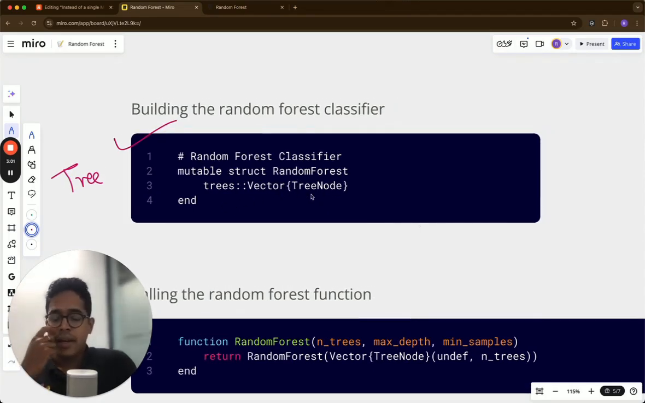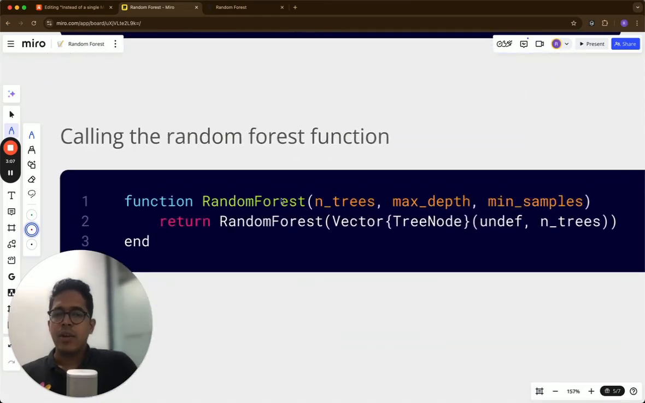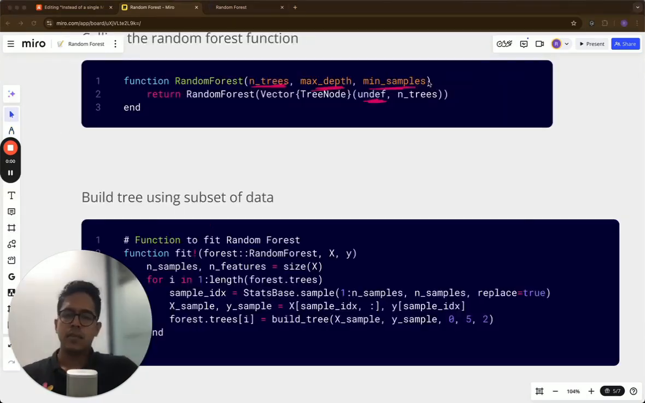So here your individual nodes will be stored as one tree structure. And you will see that when you are calling this random forest function, you are passing the maximum number of trees, or exact number of trees, the maximum depth of each individual tree, and the minimum number of data points each node should hold. So when you call the random forest function, these three things are passed.